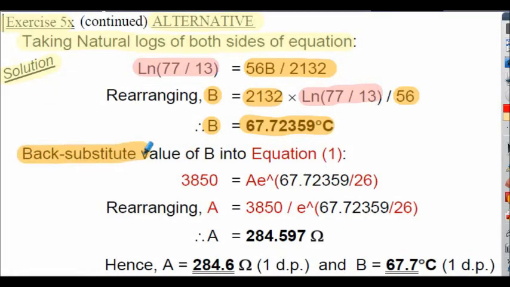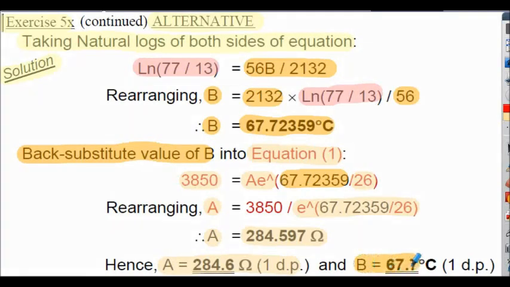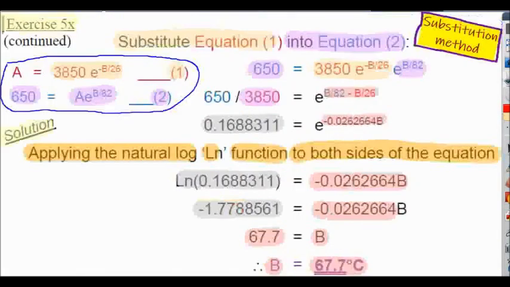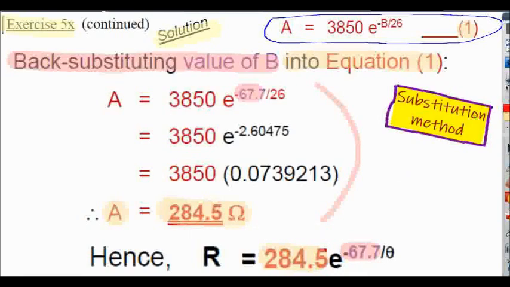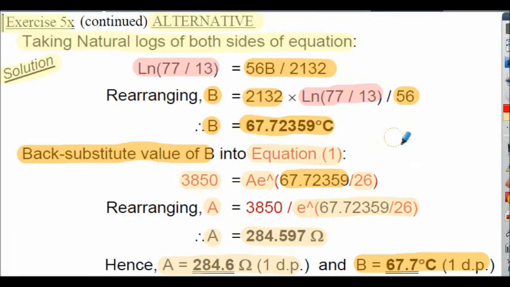Now we back substitute the value of b into equation 1. Here's equation 1 from our previous slide, inserting the value of b and rearranging for a, in other words dividing throughout by the exponential function. We find a is equal to 284.6 ohms to 1 decimal place. So there's our answer for a, our answer for b to 1 decimal place. And of course they're the same as we determined in our substitution method, shown for b here, shown for a here. I've just used more decimal places in the solution here.